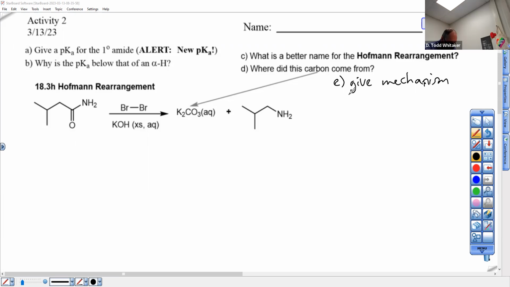Okay. So just look at the result and describe what was removed and what it came from. And those two words would be the best name. So what's the functional group that we're starting with here? Primary amide. So in a Hofmann rearrangement, Hofmann elimination's coming up later on a future test.